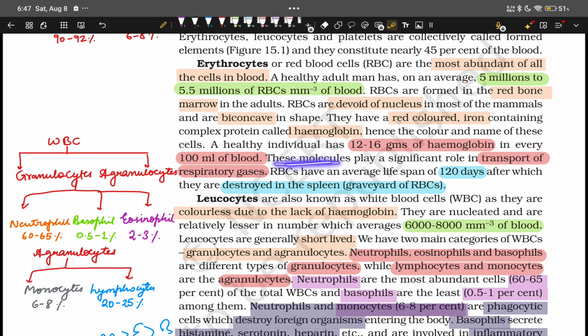Now, these hemoglobin molecules are red colored iron complex proteins. They have a significant role in transport of respiratory gases. Hemoglobin is present in RBCs, so we can say RBCs help in transport of respiratory gases. RBCs have a lifespan of 120 days and they are destroyed in the spleen, which is also called the graveyard of RBCs.